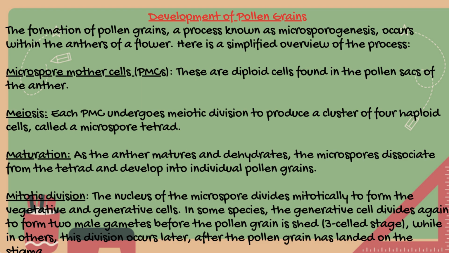In some species, the generative cell divides again to form two male gametes before the pollen grain is shed, the three-celled stage. While in others, this division occurs later, after the pollen grains have landed on the stigma.